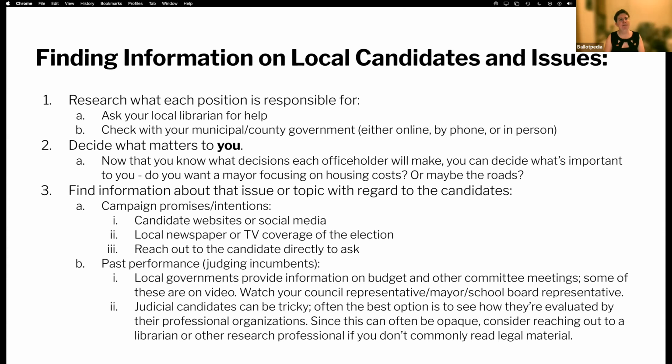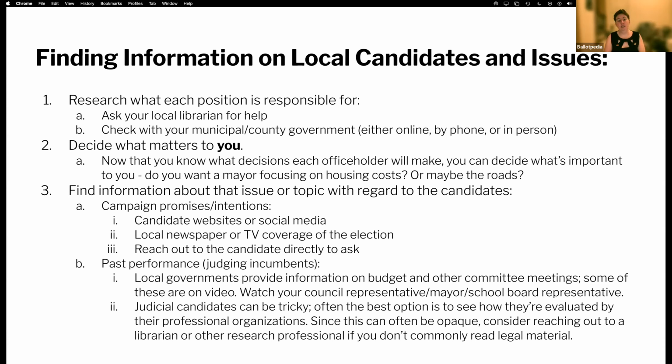So apologies, everyone. The first thing is you want to know what each position or each measure is responsible for or actually does. So you can ask your local librarian or another research professional for help. You can check with your municipal or county government. Another good source, if you're comfortable, is going directly to the city charter to figure out the responsibilities of council members and mayors and so on. If it's a measure, read the text of the measure. So get a good understanding of what you're actually voting for. Like, what does this person do? Because that's important.